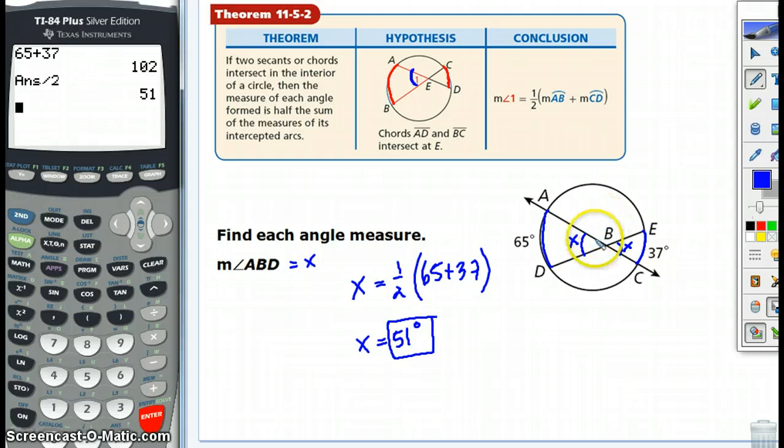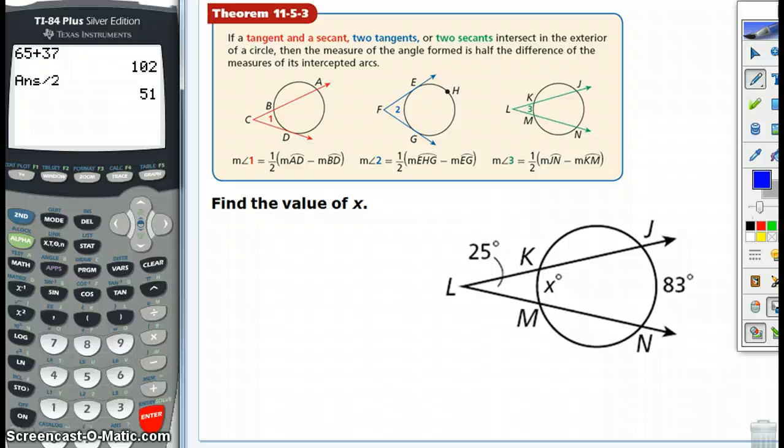Now, we could also find this angle right here by taking the supplement of 51 degrees, which would be, what, 129? Moving along.